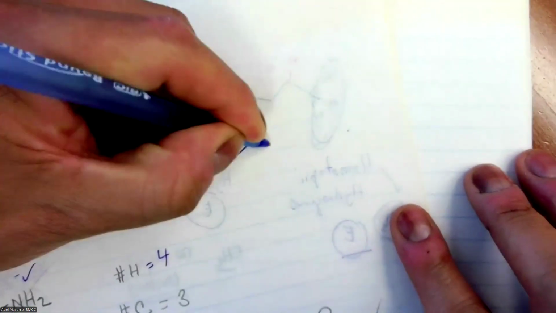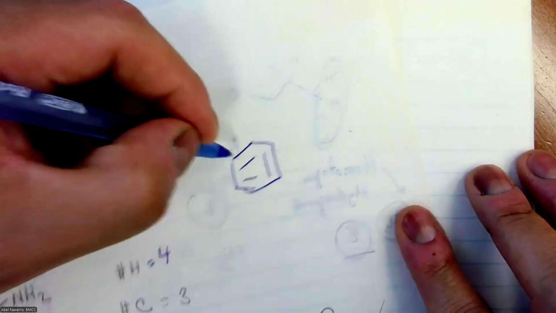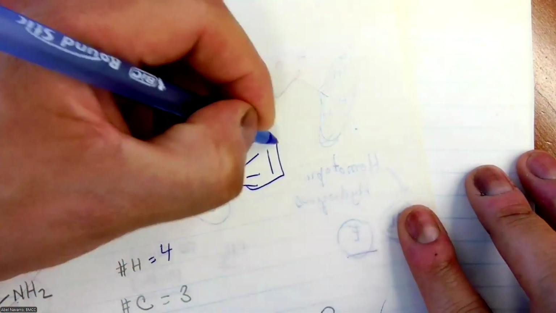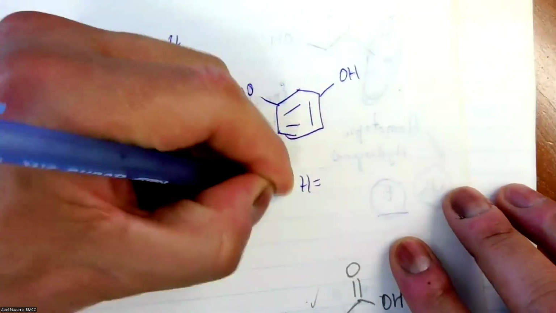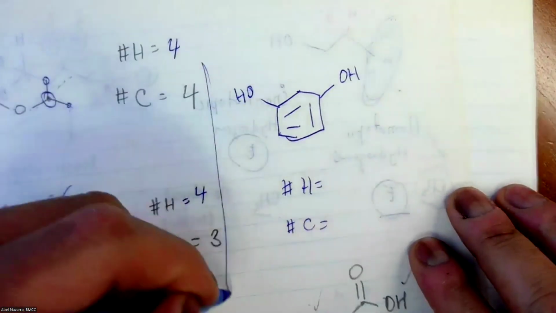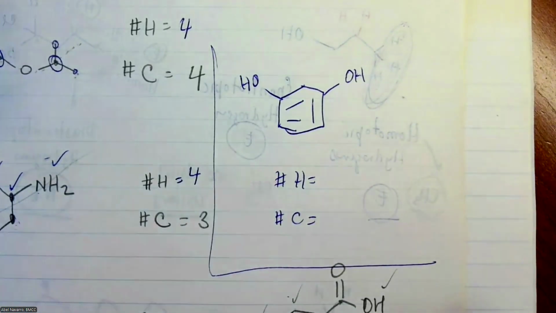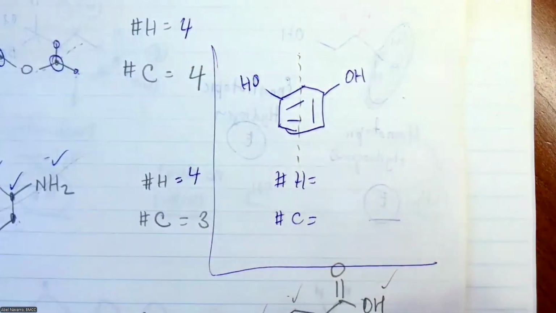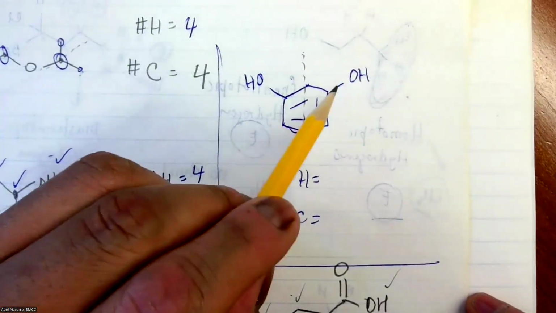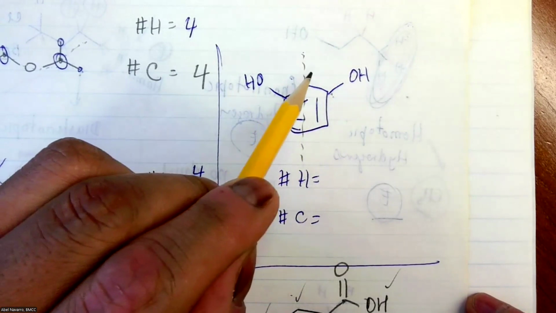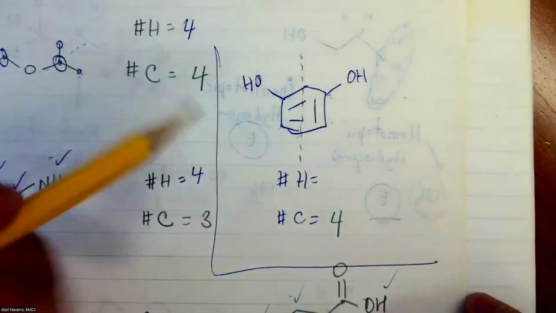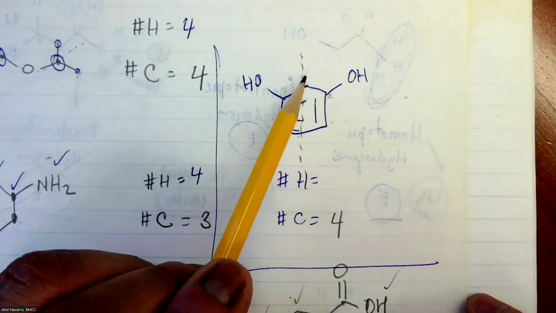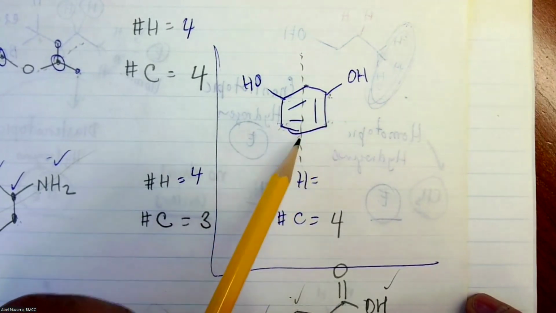Let's do one with a plane of symmetry. Okay, this one. How many hydrogens and how many carbons? Carbons, there is a plane of symmetry. Good. So that means that this carbon is the same as this carbon. So that would be 1, 2, 3, 4. 4 carbons. Once again, 1, 2, 3, and the bottom 4.